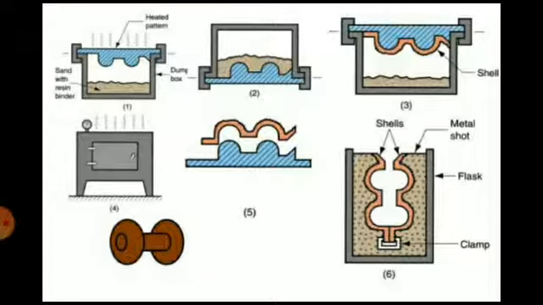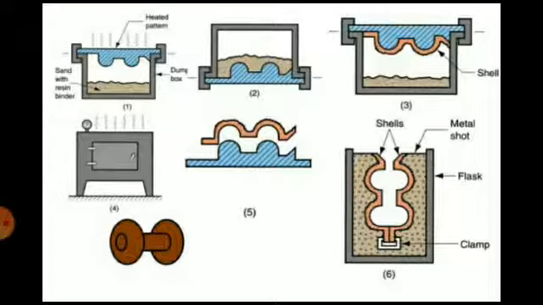Step number 2, you can see diagram 2, the mixture is dumped over a heated pattern. Now the dump box is quickly inverted. You can see in diagram 2, the dump box is inverted, reversed. Due to that, the sand mixture falls over the surface of the heated pattern. The heat penetrates the mixture, resulting in formation of a shell over the pattern.